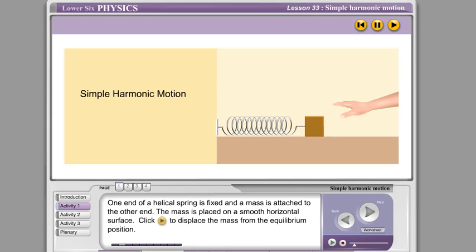One end of a helical spring is fixed and a mass is attached to the other end. The mass is placed on a smooth horizontal surface. Click the play button to displace the mass from the equilibrium position.